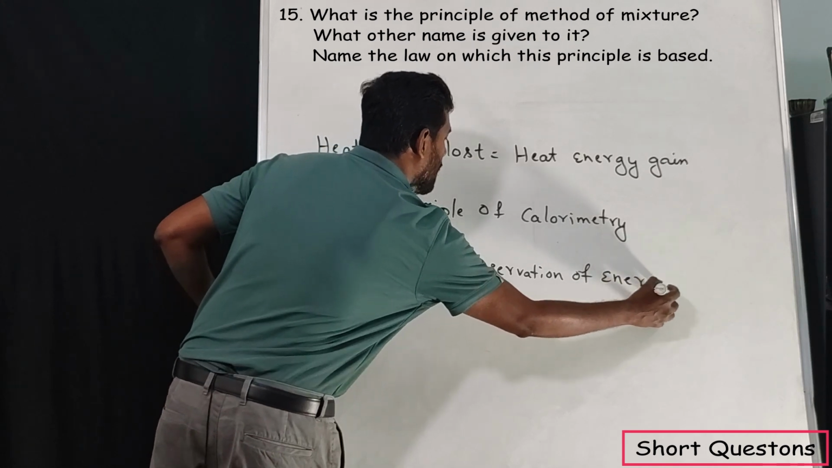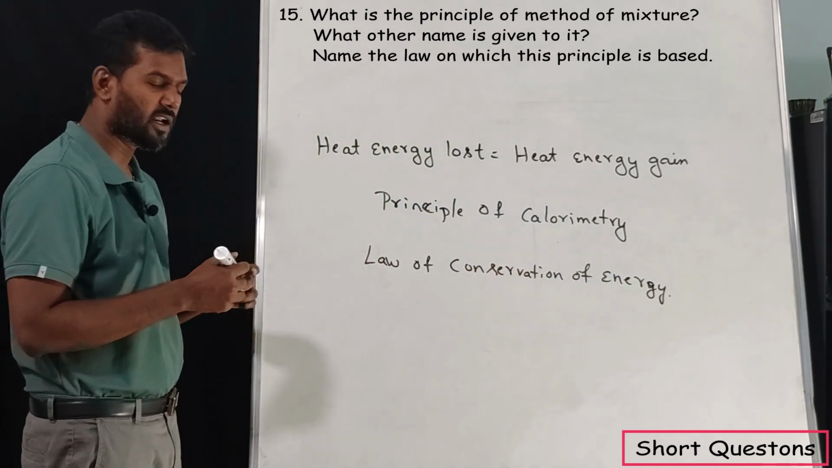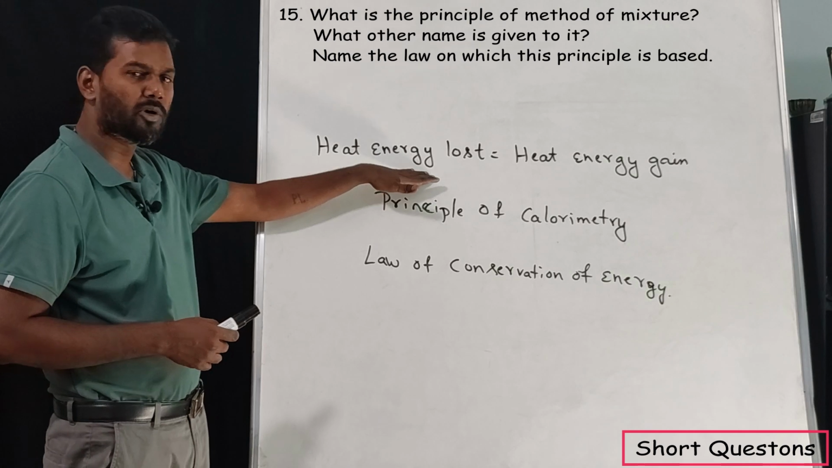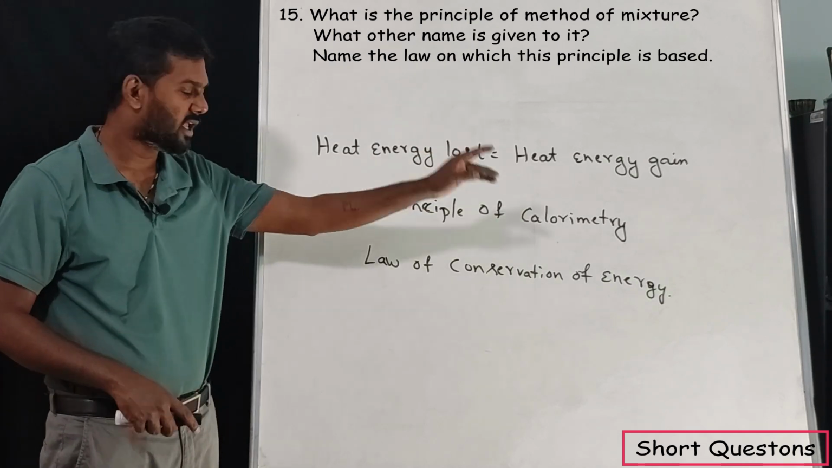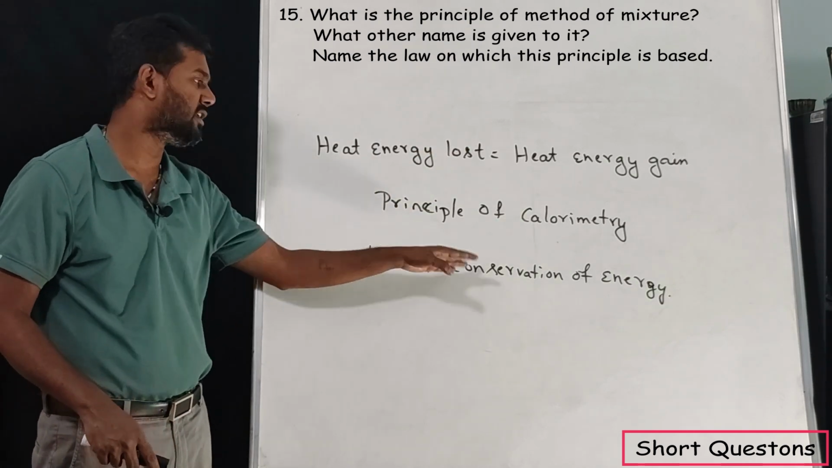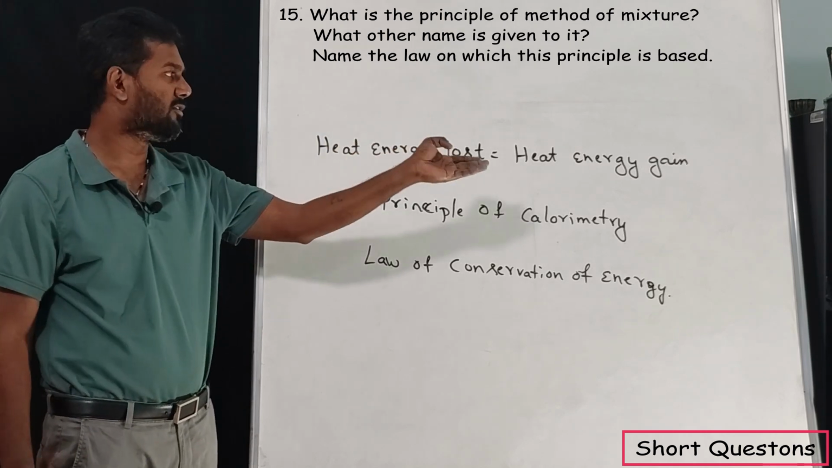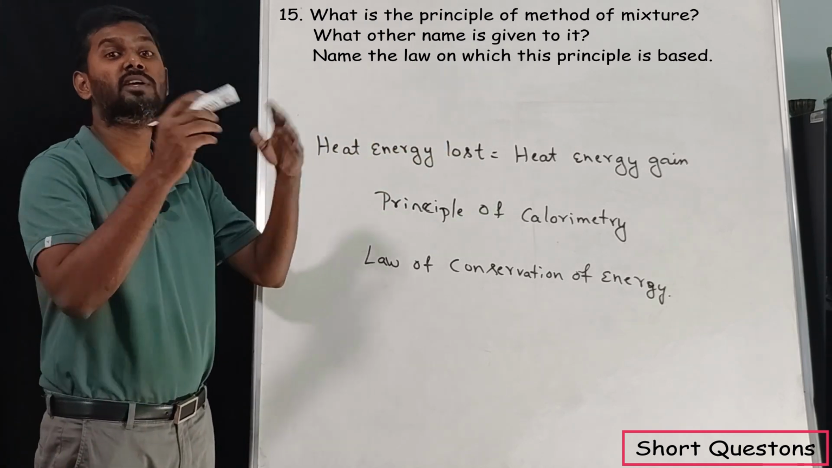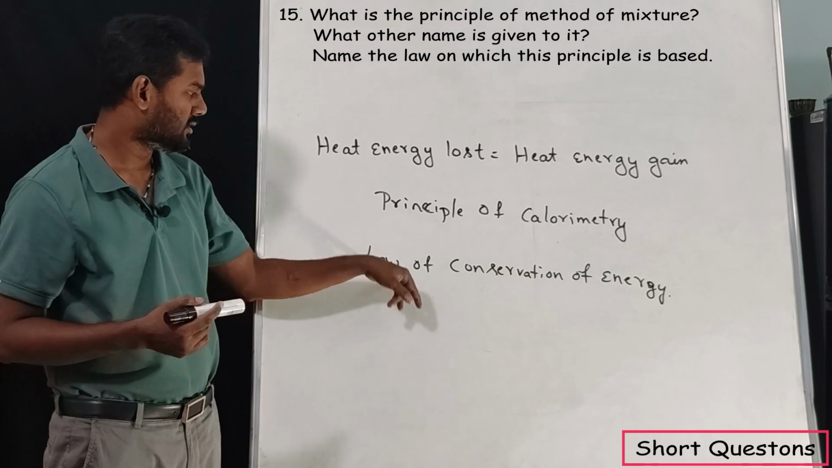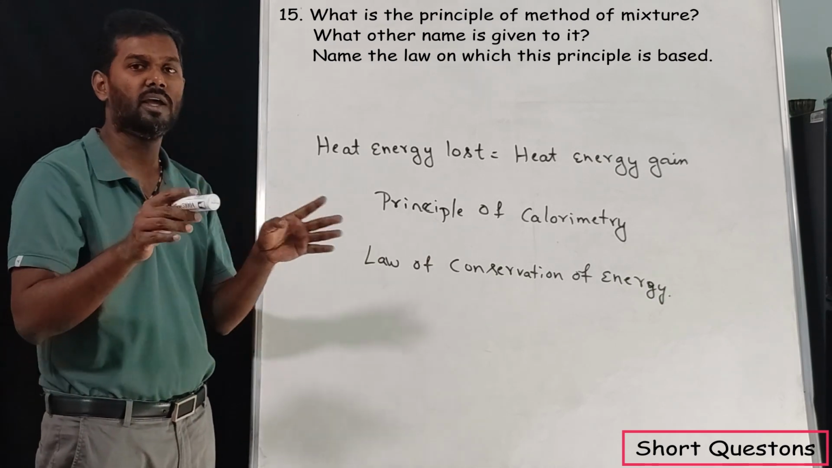energy. So how can you write these kind of laws? See, whenever the input energy is equal to the output energy, then that is nothing but law of conservation of energy. How much lost is there, that will be equal to gain. So there is no waste of energy. So that is nothing but law of conservation of energy.